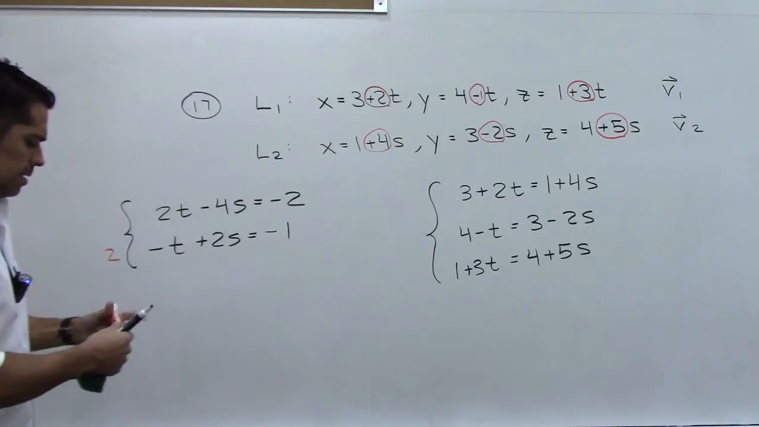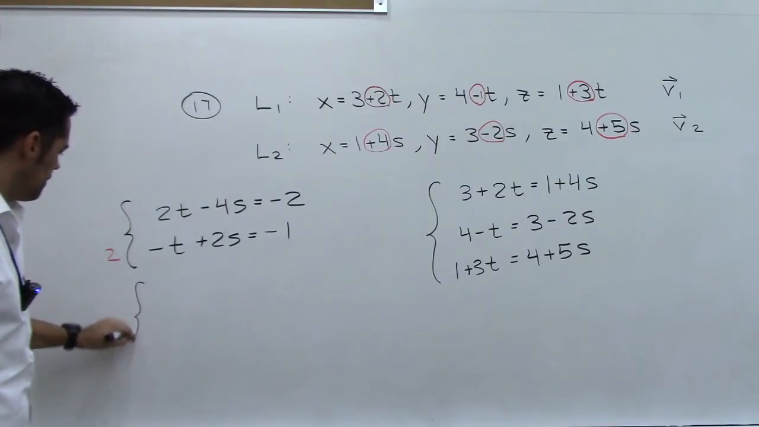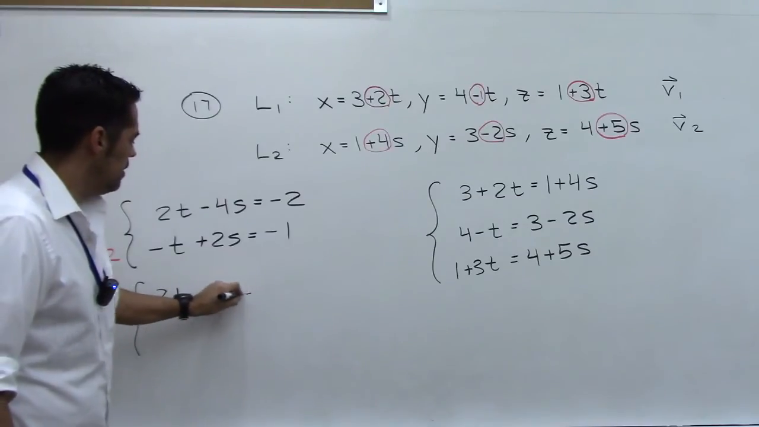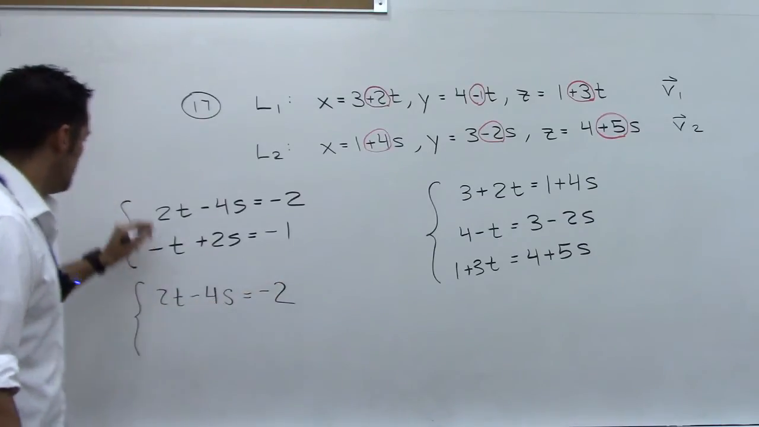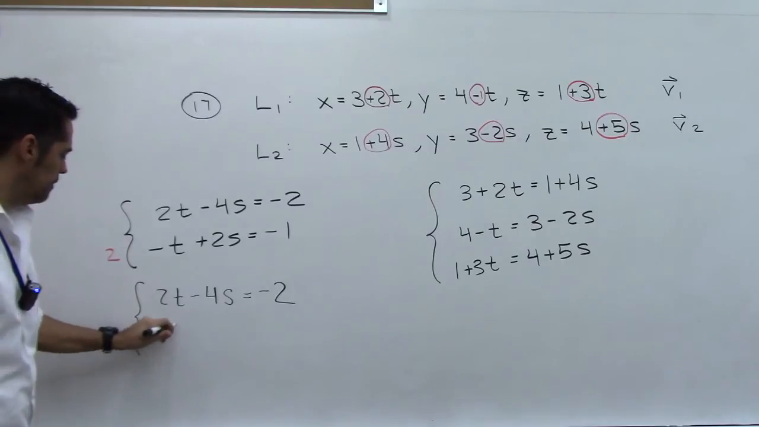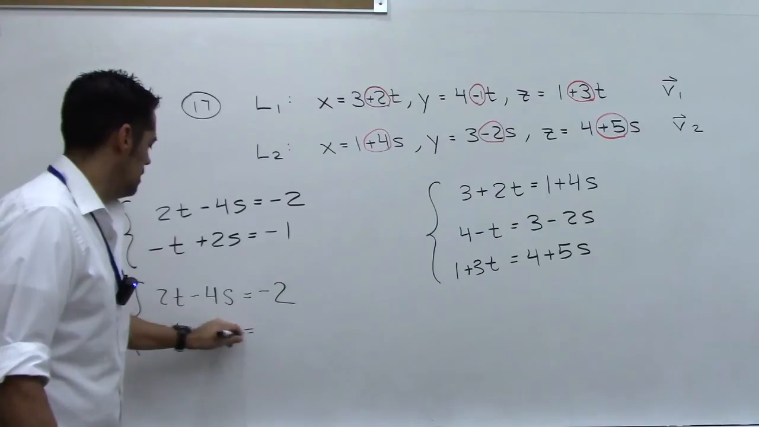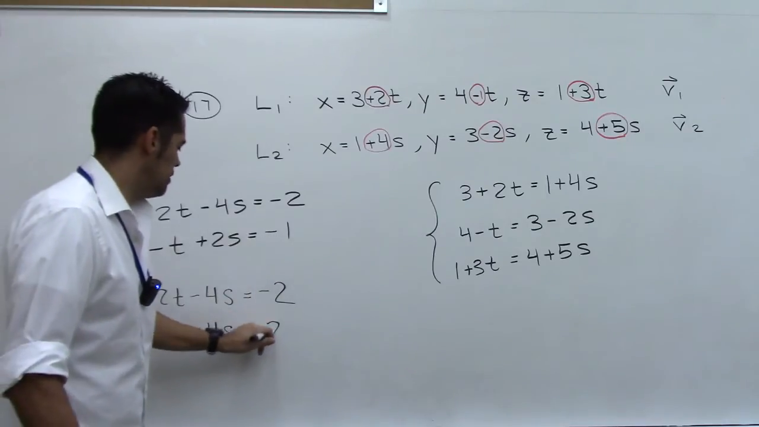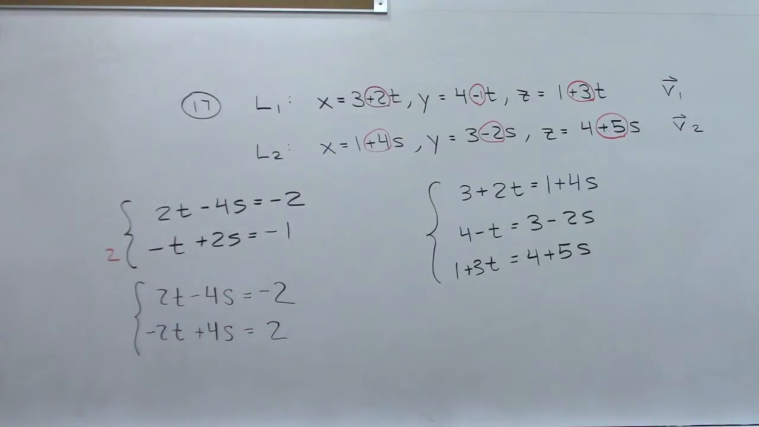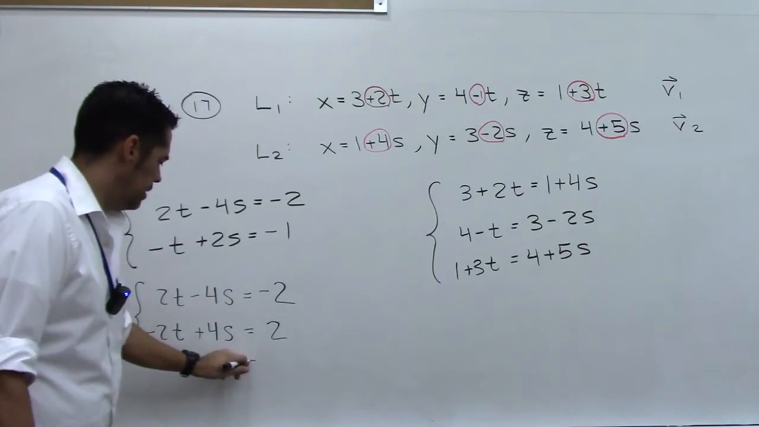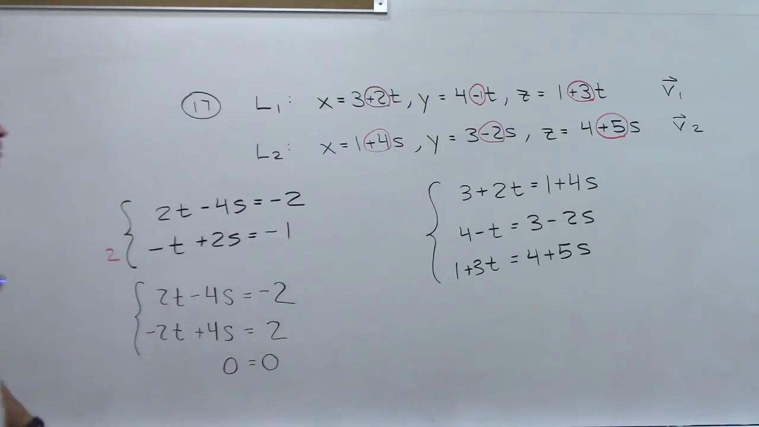So I'm going to multiply this equation by 2 and then rewrite the system. So I have 2t minus 4s equals negative 2, and then here I get negative 2t, and then 4s equals positive 2. And this is strange. When I add down, I get 0 equals 0. Well, what does that mean? 0 equals 0.